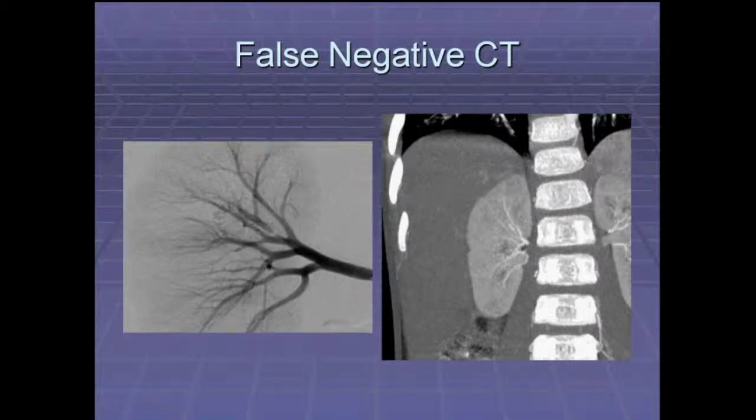So here's the why. It's a tough call. This is the main renal artery, segmental branches, lobar branches. So it's a third or fourth level branch. It's no wonder we can't see it. There's a high-grade stenosis there. So, a false negative.